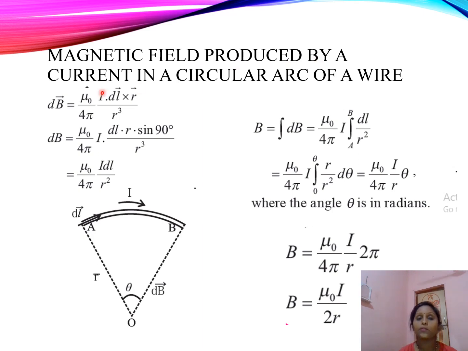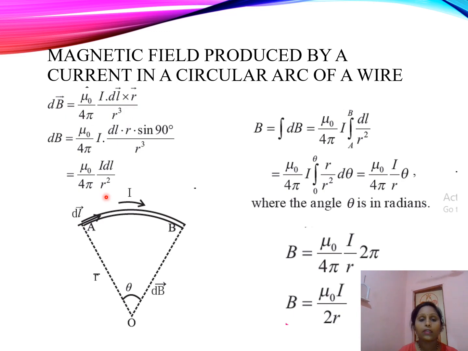Magnetic field produced by current in a circular arc of a wire. Let's obtain the magnetic field due to one length segment of the arc and then integrate over the entire arc of the wire. The arc AB subtends an angle theta at the center O of the circle of which the arc is a part, and R is the radius of the circle. Apply the Biot-Savart law: dB vector is equal to mu naught by 4 pi, I dL vector cross R vector divided by R cube.